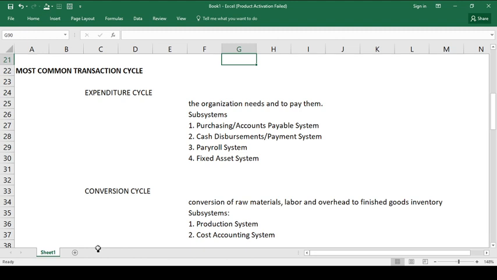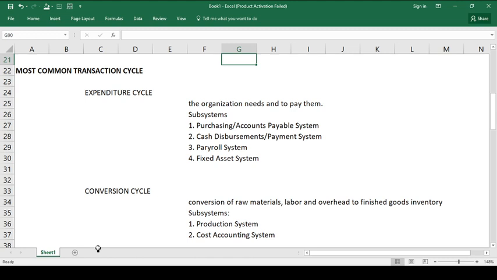So the subsystem under expenditure cycle includes the following. Number one, the purchasing and accounts payable system. How we purchase particular goods, how we purchase particular materials, how we purchase particular operational expenses, and then how we record that into accounts payable. That's part of the expenditure system.